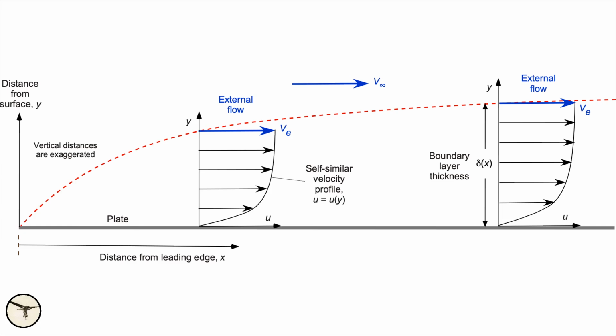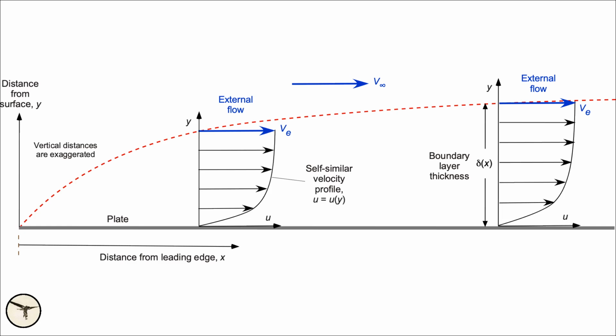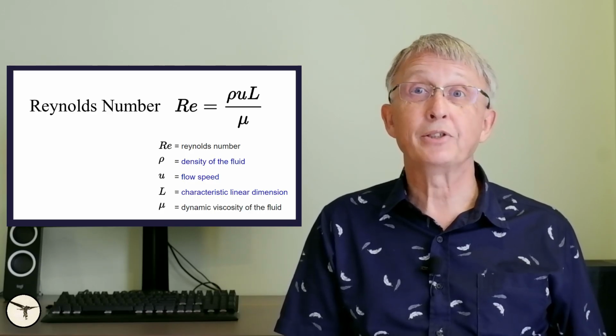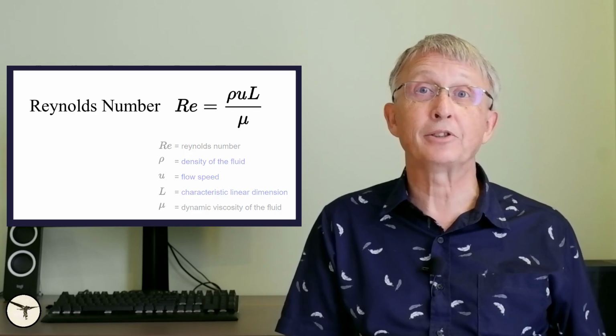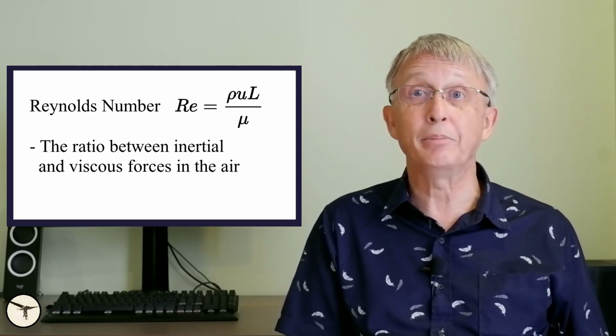Along the surface of the wing, there is a thin layer where the air is gradually accelerated from zero to the velocity of the airstream. This is the boundary layer. Initially, the boundary layer is very thin, but as the air is moving aft, the boundary layer becomes thicker, and this increases the drag. The behavior of the boundary layer depends on the Reynolds number, which is a dimensionless quantity that describes the ratio between inertial and viscous forces of the airstream.